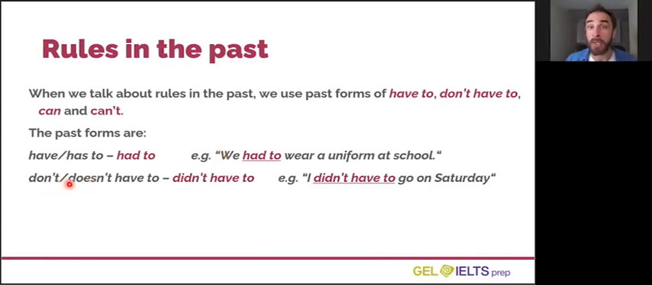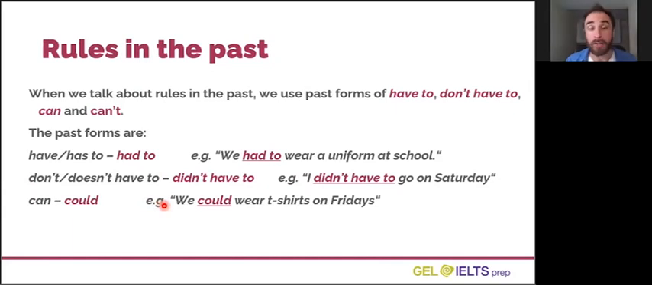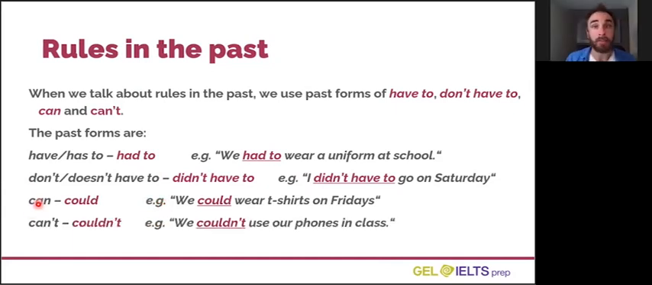Don't have to or doesn't have to both become didn't have to. So when I was at school, I didn't have to go on Saturday. Can becomes could. We could wear t-shirts on Fridays. Can't becomes couldn't. We couldn't use our phones in class. So it's the past simple forms of all of these verbs. But again, must and mustn't can't be used in the past.